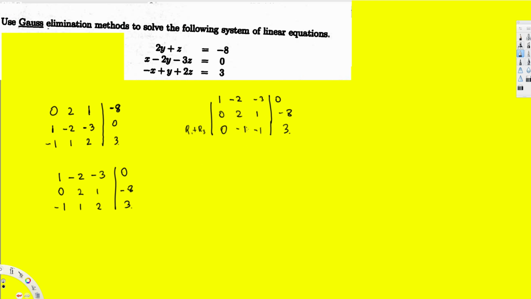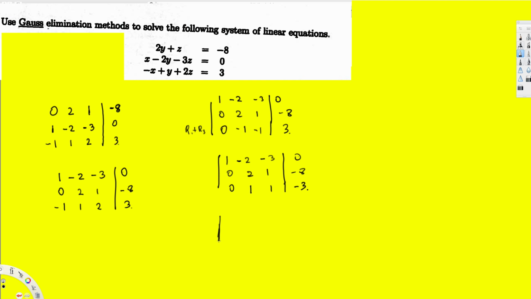Now the only thing I have to do is make this one 0. So only this one is left to make it 0. In this case, first of all, I make this one positive. If I want to make this one positive, I have to multiply by negative 1. So let's do that. 1, minus 2, minus 3, here 0, 0, 2, 1, minus 8. And if I multiply this one by negative 1, this is going to become 0, 1, 1. Here we have minus 3. And also I can swap this one with the second row to make this one easier.